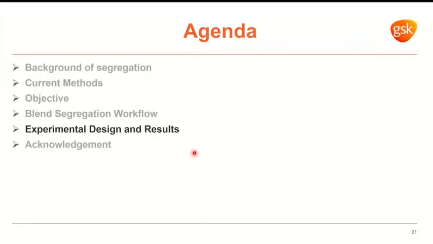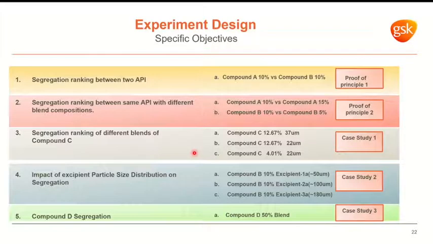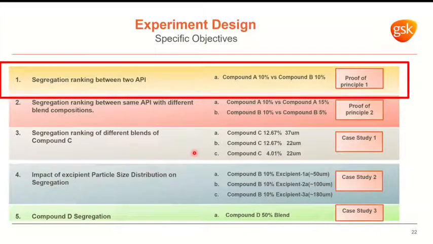So now I have walked you through the blend segregation workflow. Now let's talk about the experimental design and the results of my study today. So before jumping on to doing some experiments, we need to show that this method is a valid method. In order to do that, we have to do some proof of principle studies.